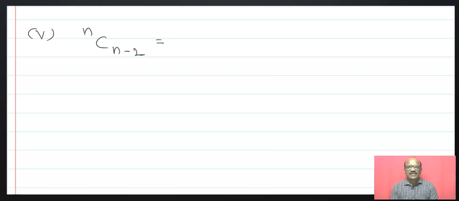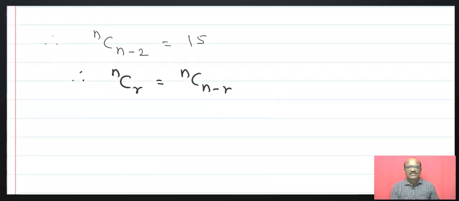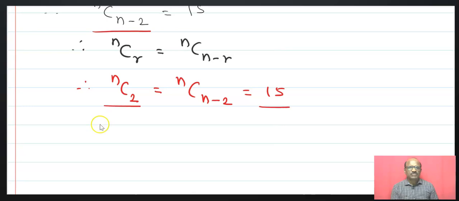nC(n minus 2) is equal to 15. Then find the value of n. That is again by using the formula nCr is equal to nC(n minus r). Now by using this, you will get nC2 is equal to nC(n minus 2), that is equal to 15.